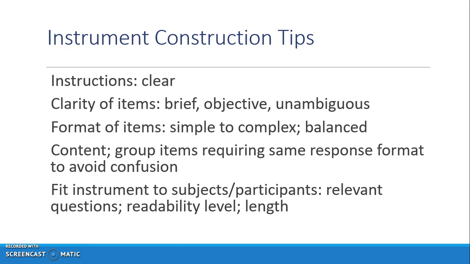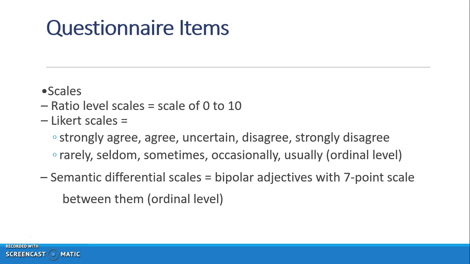Making sure always that you're fitting the instruments to the participants, paying attention to readability or grade level and length and so forth. Scales that are important are nominal, ordinal, interval, ratio scales. Ratio scales go from 0 to 10, and you basically can do some testing on that in terms of magnitude. Likert scales are ordinal scales. There are a bunch of them to look at. Semantic differential scales, bipolar adjectives, are 7-point scales.